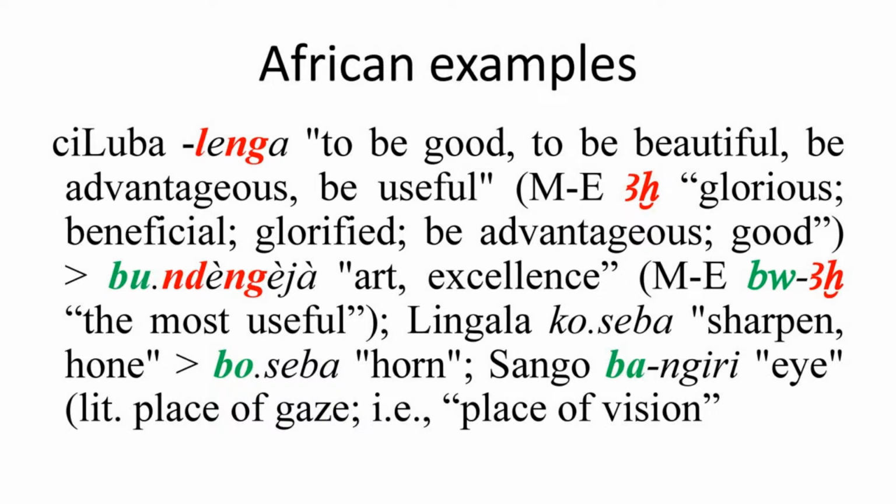In Sango and in Lingala, it is bo instead of bu. So we have, for example, koseba, meaning to sharpen, with ko being a prefix of the infinitive, and it becomes boseba, meaning horn. So horns are very sharp. It becomes an abstract concept, or in this case, a concrete concept, but using the abstraction morpheme to get there, meaning horn. And then we have Sango, Baingiri, literally place of gaze. We have this word Ngiri, which means to see, and then Baingiri, meaning place of gaze or place of vision, right? So that's what your eyes are, it's a location in time and space.